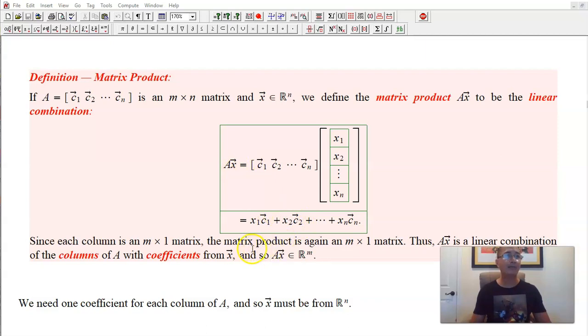Now, something a little bit funny happens. We mentioned that each column is an m by 1 matrix. So we start out with an n by 1 matrix for x, but when we create the product, we get an m by 1 matrix, not n by 1. That throws off a lot of people the first time we see this. It is also important that the number of coefficients in x matches the number of columns in A, because we need one coefficient for each column of A.